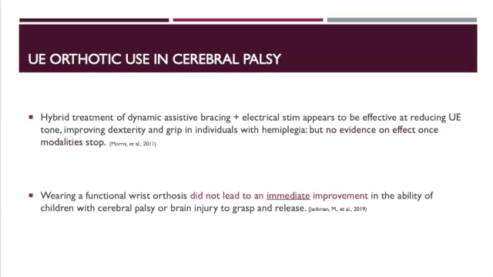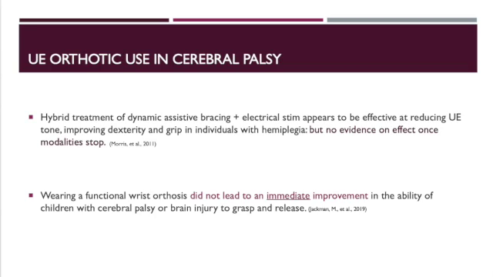They discussed how a hybrid treatment approach of dynamic assistive bracing, coupled with electrical stimulation across elbow and wrist joints, appears to be effective in reducing upper extremity tone and improving dexterity and grip in subjects with hemiplegia, but the treatment effects have not been shown to endure once the modalities have been discontinued.